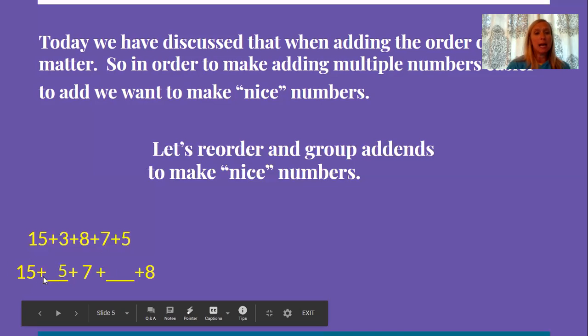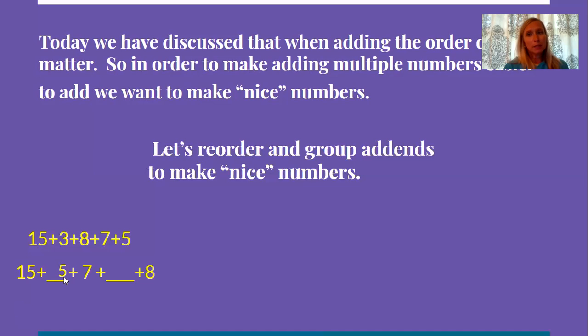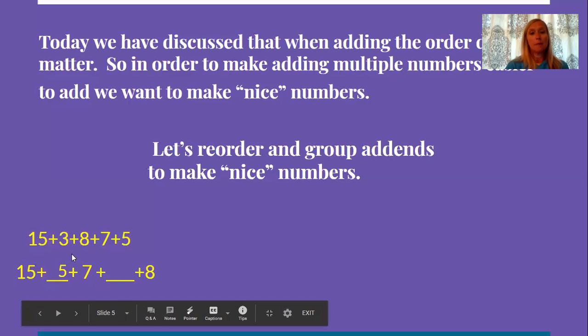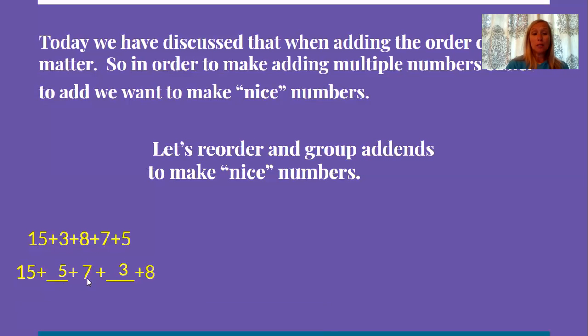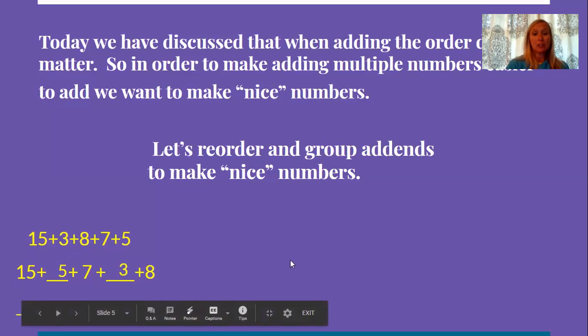So I'm going to say 15 plus 5, because boys and girls, what's 15 plus 5? 20. So isn't that a teen? That's a nice number. That's a 10, I mean. Now, what could we add to 7 out of these numbers to make a 10 or to make a nice number? We could add 3. So now, boys and girls, we actually have 20.